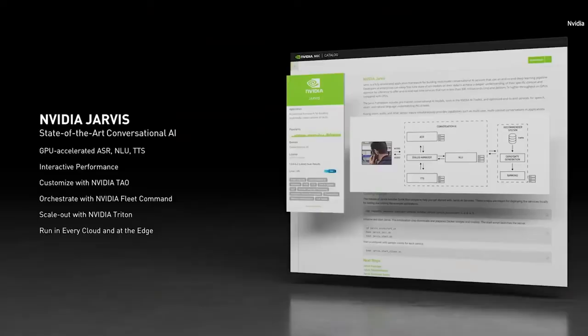The world needs a state-of-the-art conversational AI that can be customized and processed anywhere. Today, we're announcing the availability of Nvidia Jarvis, a state-of-the-art deep learning AI for speech recognition, language understanding, translations, and speech. Jarvis supports 5 languages today: English, Japanese, Spanish, German, French, and Russian.